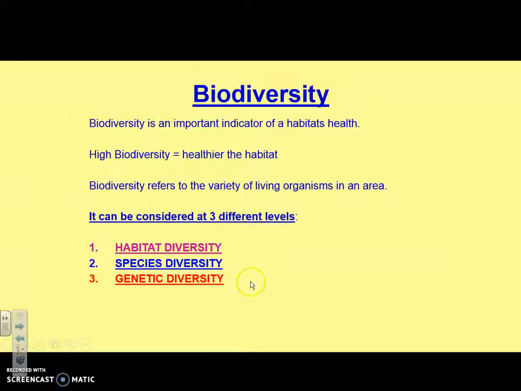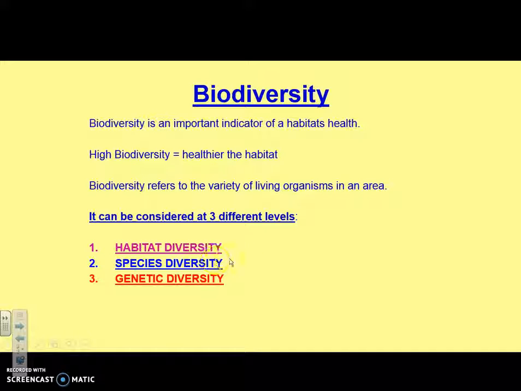So biodiversity can be considered at three levels. You've got obviously genetic diversity, which refers to the number of different alleles within a population. If everyone is a clone, then you don't have a lot of genetic diversity, but if there's a lot of variety out there, then there's more diversity. Species diversity obviously refers to the number of species in a given location. The more species there are, the more diverse it is.